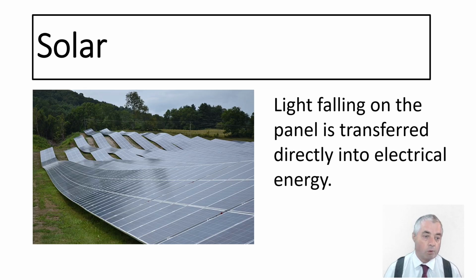An alternative to wind turbines is solar energy. This is another renewable source, and it's unique because it doesn't use a generator to make the electricity. The light falling on the solar panels is transferred directly into electrical energy. There's no turbine and there's no generator. It just transfers light into electrical energy straight away.